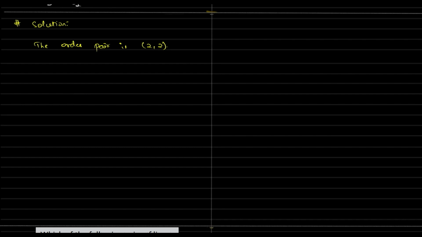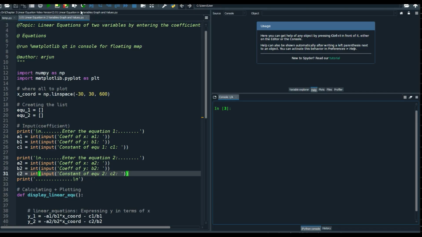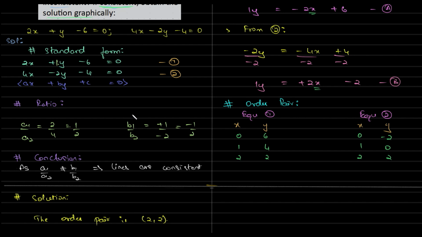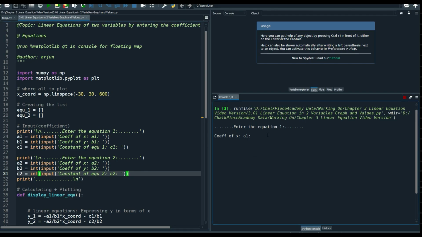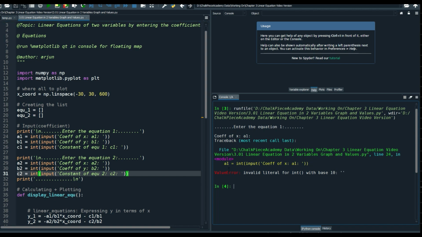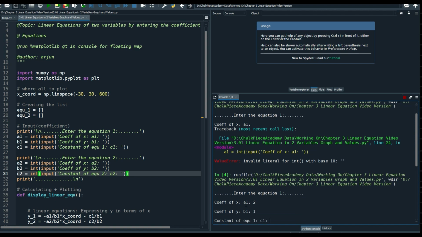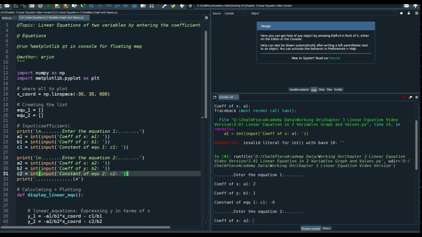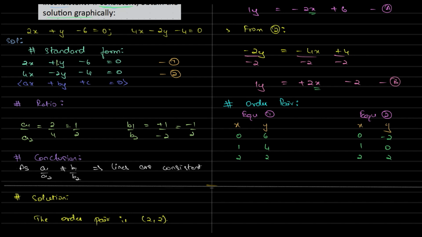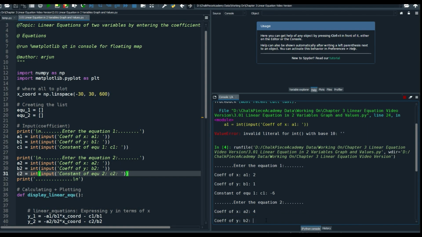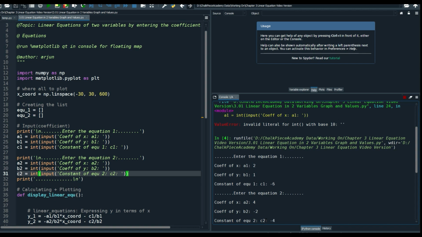So let us check if this is true with our tool, what we just did now. Okay, so for that we need the coefficients 2, 1, and -6. Oh, okay, I entered something else. 2, 1, and -6. And the other equation we're looking at is 4, -2, and -4.